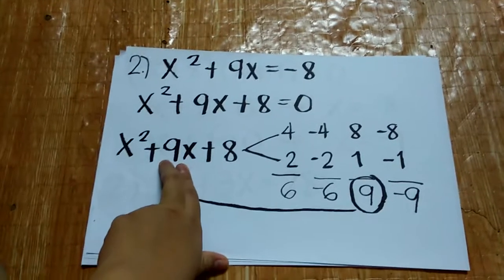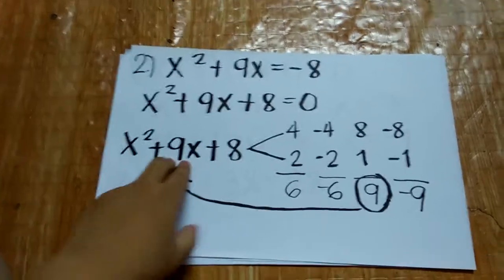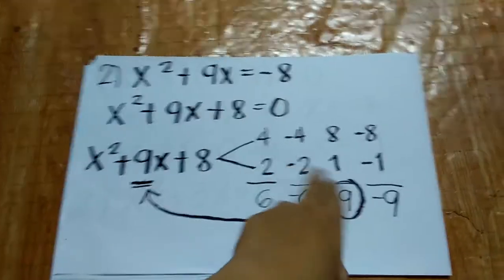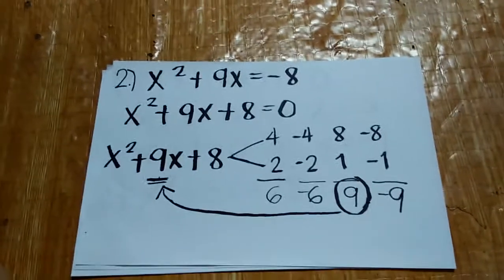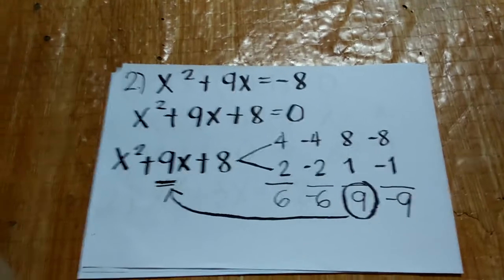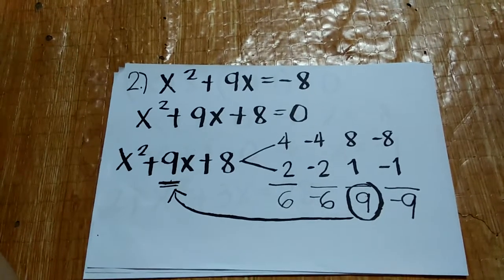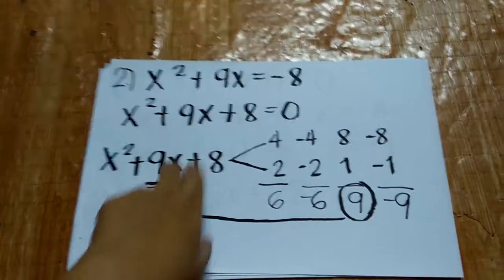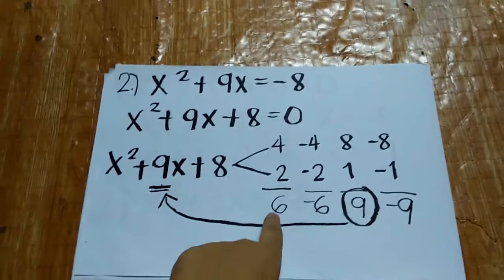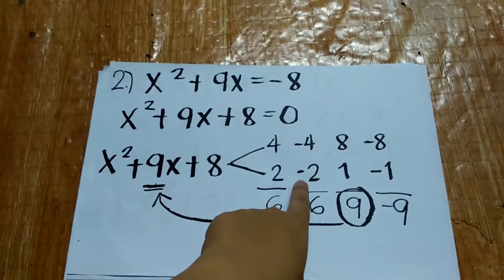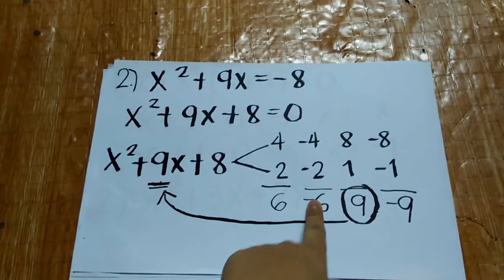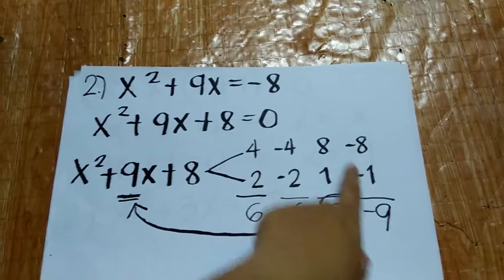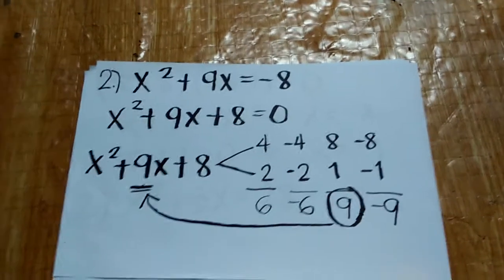Ano nga ba yung number na nasa gitna? Kaya ang nasa gitna ay positive 9. So, ang gagawin natin sa mga factors na to, i-add natin. Tapos, kung ano yung lumabas na 9, or sum ng middle term, yun yung kukunin or gagamitin natin. Sige, try natin. 4 plus 2, 6. Negative 4 plus negative 2, negative 6. 8 plus 1, 9. Negative 8 plus negative 1, negative 9.